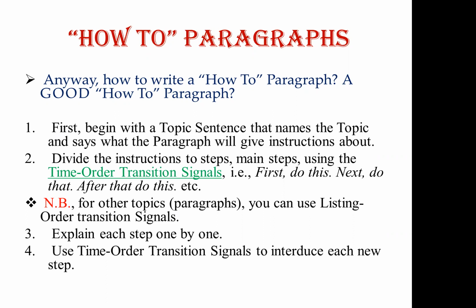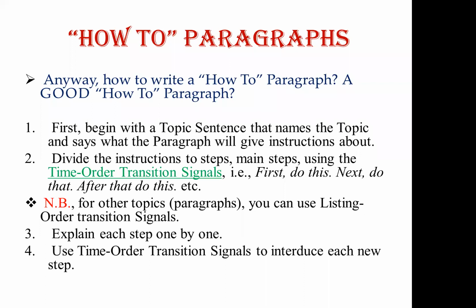In the previous chapter, chapter 2, we discussed the listing order transition signals. They are not that different from time order transition signals. They are actually the same, but time order transition signals are used for paragraphs that introduce instructions or talk about instructions. We will talk about this later. For example: first, next, first do this, next do that, after that do this. As you can see, here are instructions and steps. It tells you what to do.